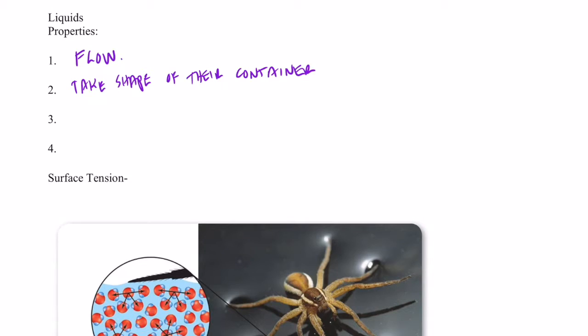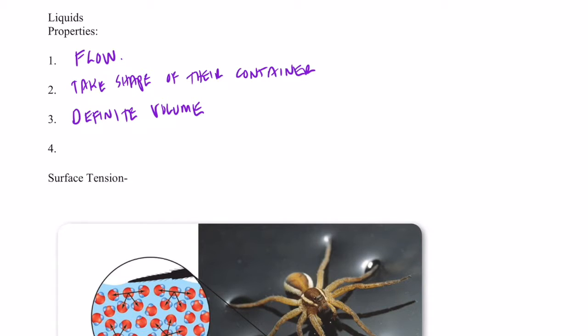So I could have a beaker that's half full of water. I could pour it into a large flask. It'll take the shape of the bottom of that flask. It'll occupy a fixed volume. It'll take the shape, but it won't occupy the entire volume of that container. Number three, as I just said, liquids have a definite volume. That's because their intermolecular forces of attraction keep them stuck together.